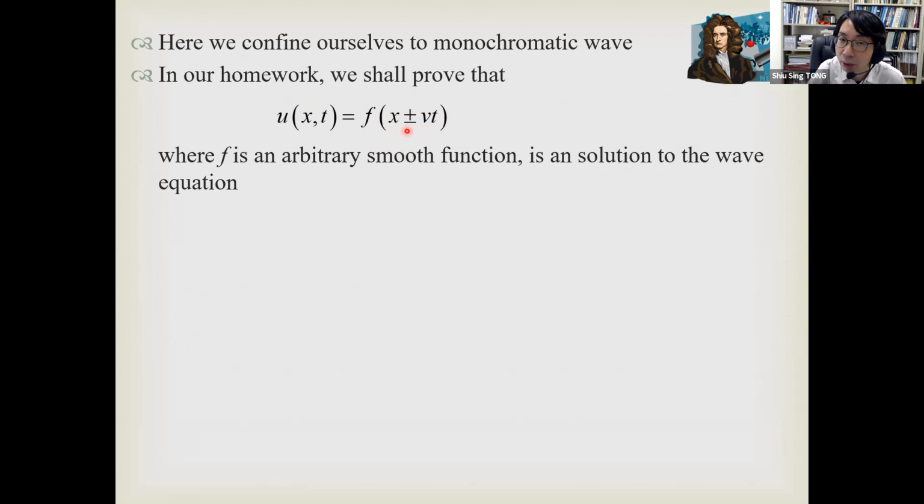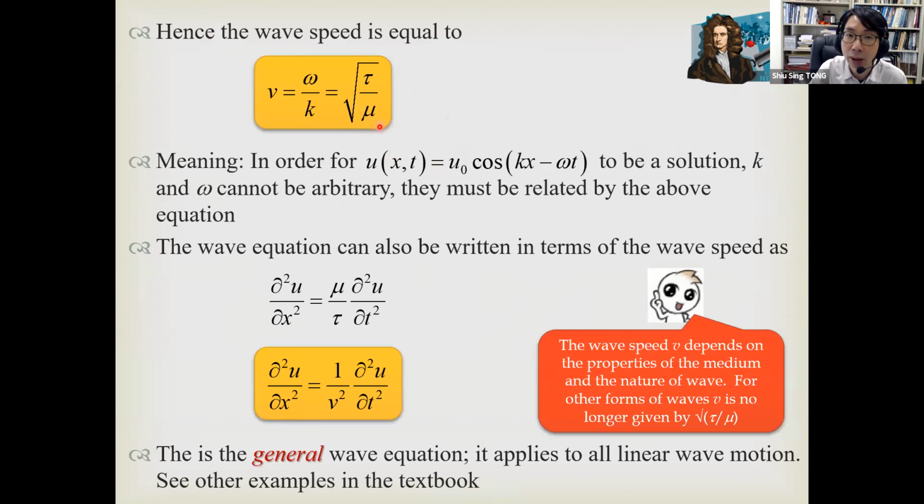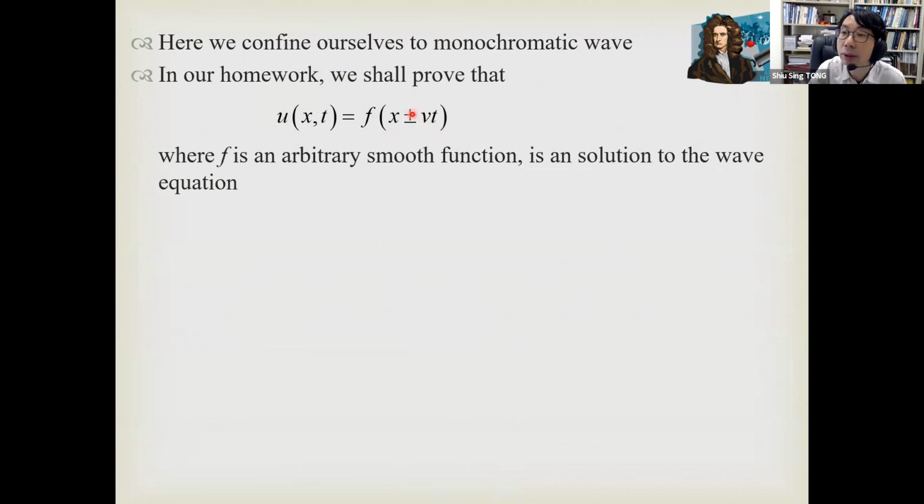as long as the functional dependence on x and t satisfies this relation. f is not a function of x and t separately, but f is a function of x plus or minus vt, where v is given by this velocity in terms of the tension and mu. If that is so, then I guarantee to you that this will satisfy the wave equation. Now I leave the proof to you in your homework. You can write the derivatives without much difficulty, and using these derivatives, you can prove that this satisfies the wave equation.